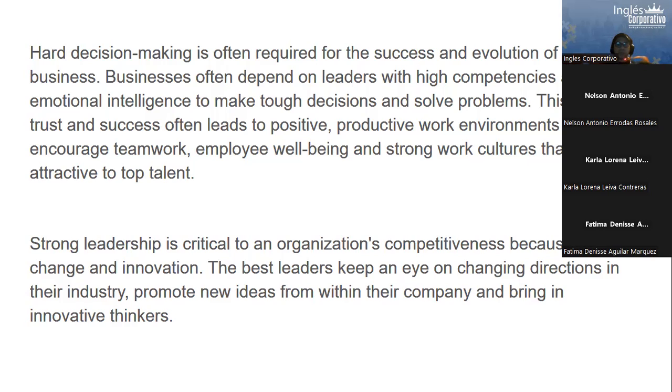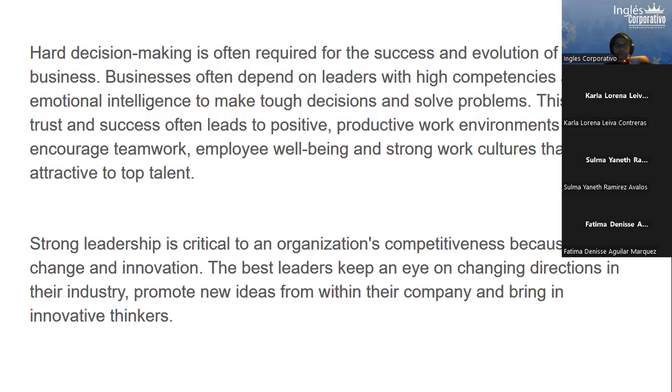Businesses often depend on leaders with high competencies and emotional intelligence to make tough decisions and solve problems. What is emotional intelligence? When you have the ability to think before do something, and you are thinking before say anything. Yeah, that reflects on the feelings of the people, right? On the way that you interact with other people. I mean, you are not going to treat everybody the same because we are totally different. And this is to make tough decisions.